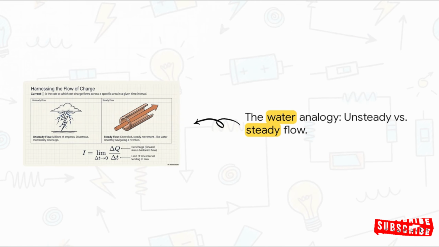Let's use a visual metaphor that usually makes this click for a lot of students. The water analogy. We can think of the flow of charge a lot like water. An unsteady flow is like a disastrous, momentary lightning strike. Millions of amperes discharging all at once, just totally chaotic. But steady flow? That's controlled. It's so much like water smoothly navigating a pipe or a riverbed. When we study current electricity, we are studying that controlled, steady, and actually useful movement.